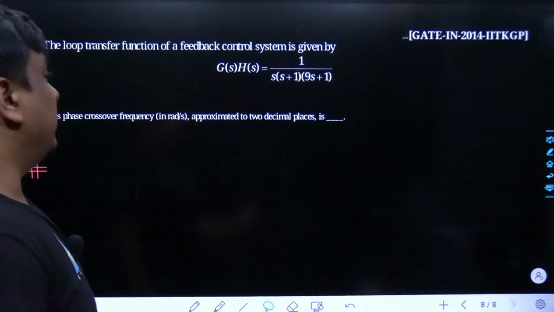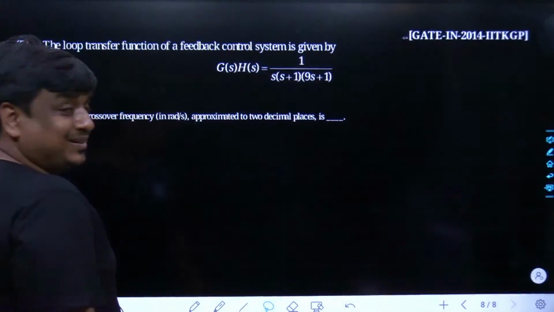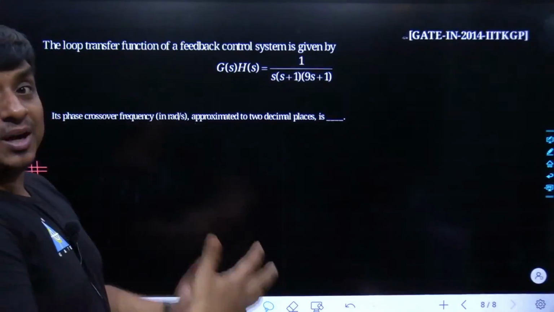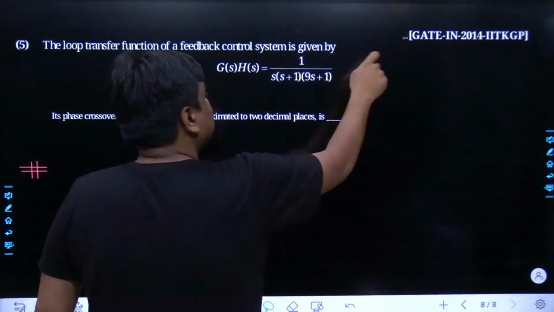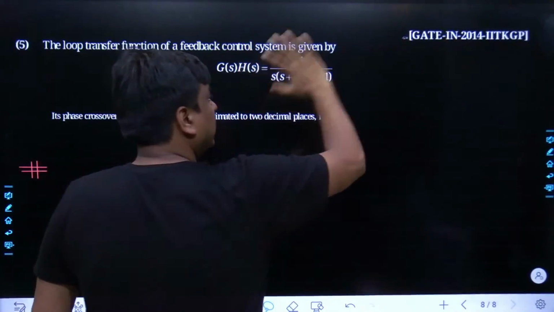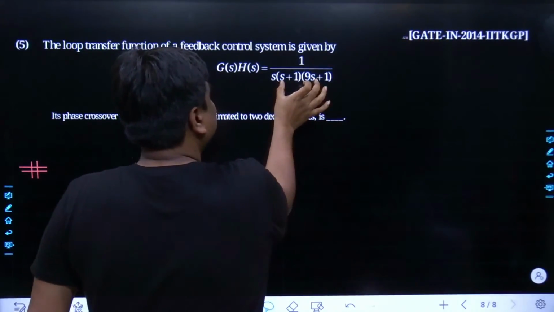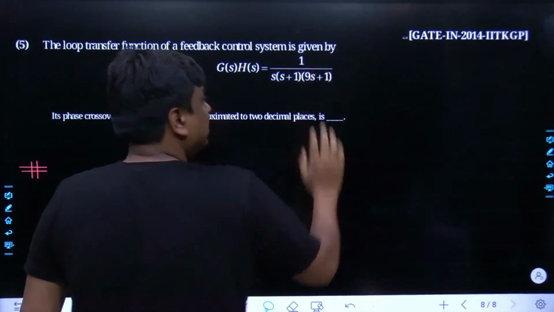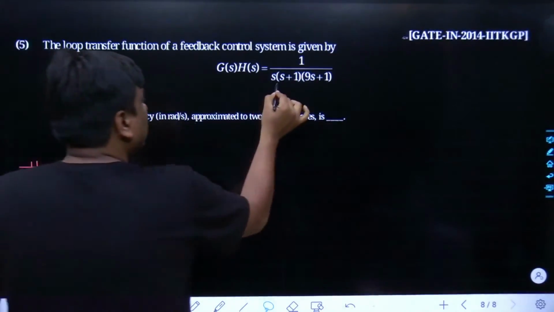So what we could have done, because of 1 upon s, there would always be the introduction of minus 90 degrees irrespective of the operating frequency omega. So the angle offered by this system is equal to minus 180 degrees. The angle offered by the 1 upon s would be minus 90. Minus 180 plus 90 would become minus 90. Just focus on the angle offered by the rest of this system and compare with minus 90. May I know what would be the angle offered by this system?